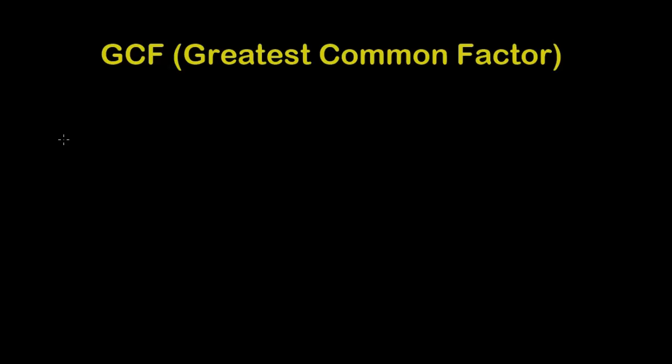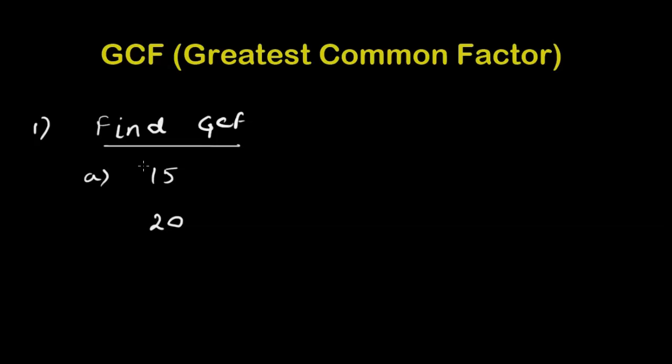Let's understand this with an example. This question wants us to find the greatest common factor of two numbers, 15 and 20. For this type of problem, we have to write all the factors of 15 and 20. And let's make the factor rainbow.